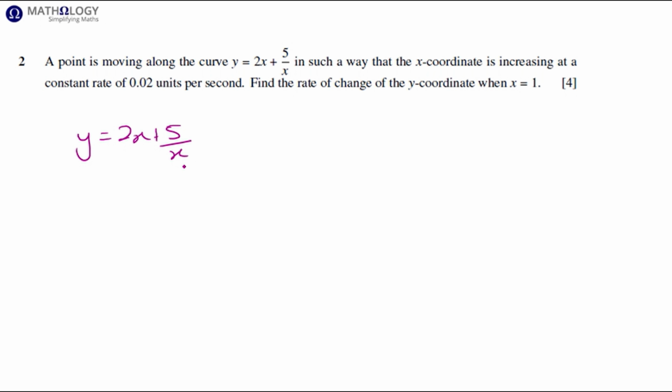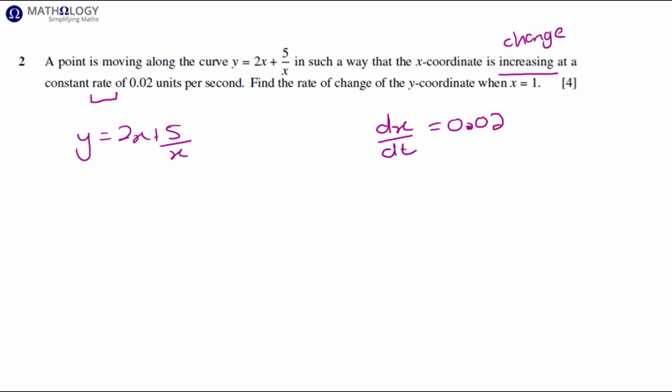Now, whenever you see the word rate, rate implies per unit time, and increasing implies change, right? Increase or decrease implies change. Now, in calculus, change is indicated by the letter d. The x-coordinate is increasing, right? It's still changing, so we are dealing with dx, and at a constant rate is per unit time. So we are being told that dx/dt equals 0.02.